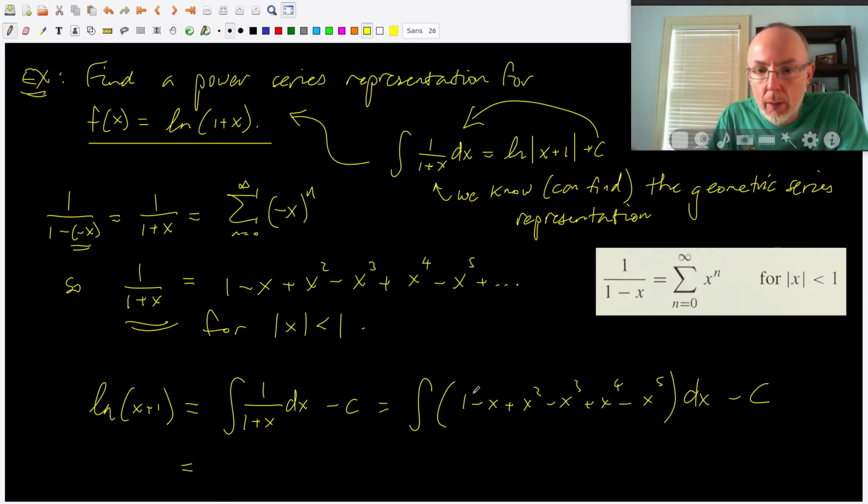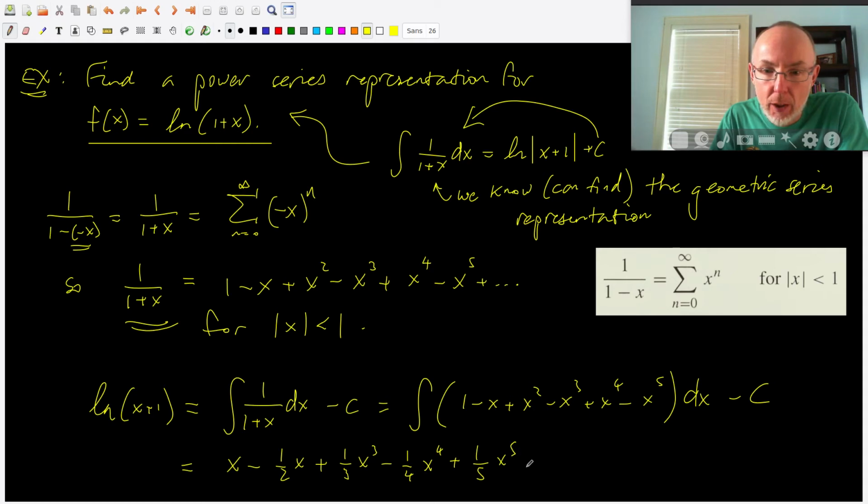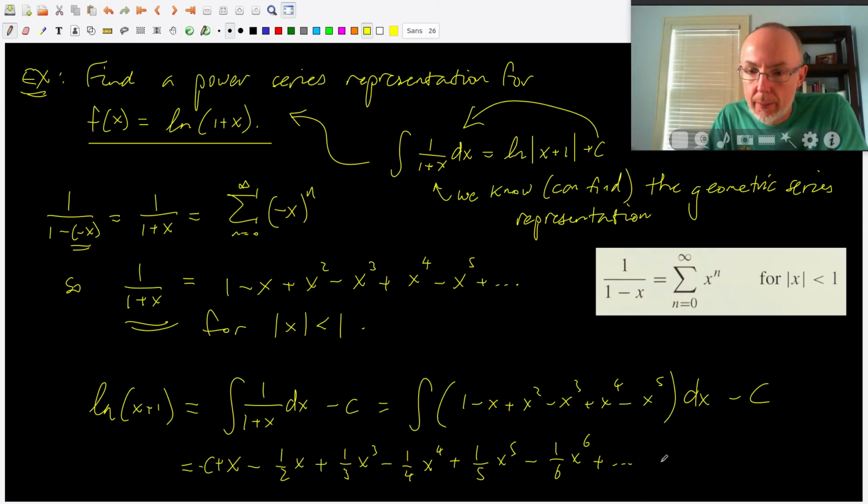As I integrate, the first one's going to be x, the next one's going to be a half of x squared, and then we're going to get a third of x cubed, and the next one is a quarter of x to the 4, and then a fifth of x to the 5, and then a sixth of x to the 6. It's still alternating, and you can look at that hopefully, and there's going to be a plus c, so I'm going to write that at the front. I'm calling it minus c, but I'm putting it at the front there, just so it doesn't conflict with my dot, dot, dot.